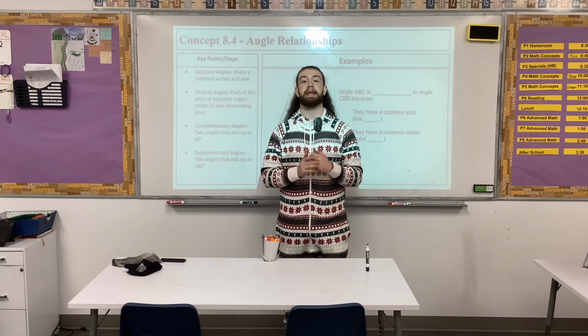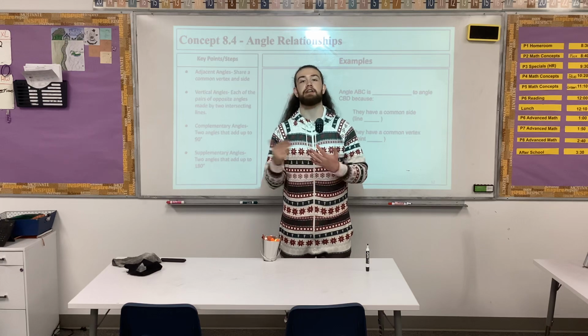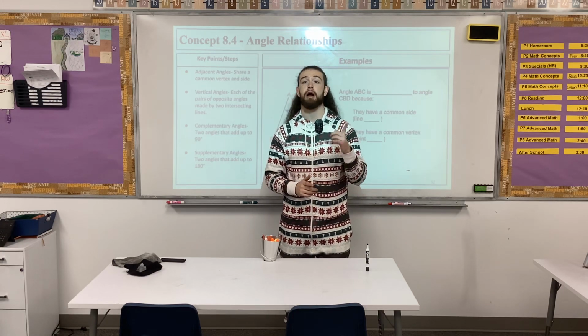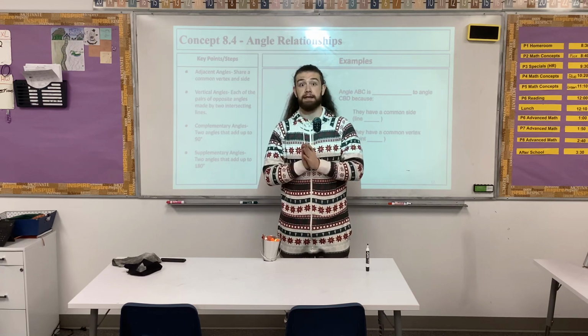First, we have adjacent angles. Adjacent means next to. So adjacent angles are angles that are next to each other. They share a common vertex, a common point, and they share a common side. They share the same wall, right? So that they're next to each other, they're adjacent.